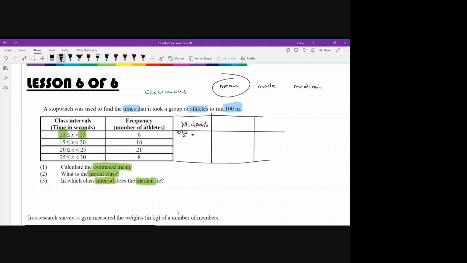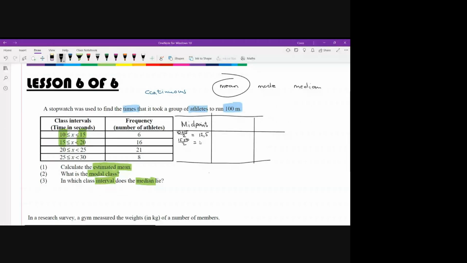Are you seeing what we're doing now? We're taking the interval and finding the midpoint, because that would be somewhat the most accurate. So for the interval with 17.5, it's 12.5. This one is going to be 12.5, and we're going to do the same for the rest of them.